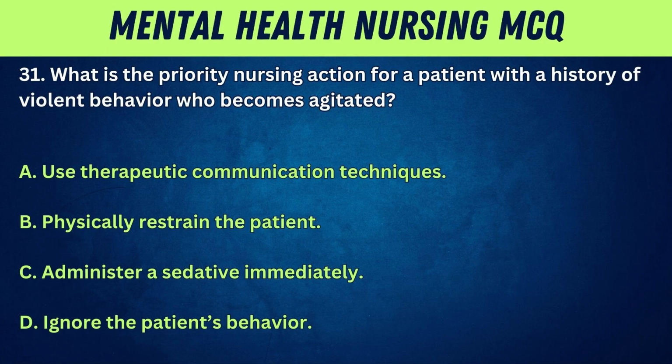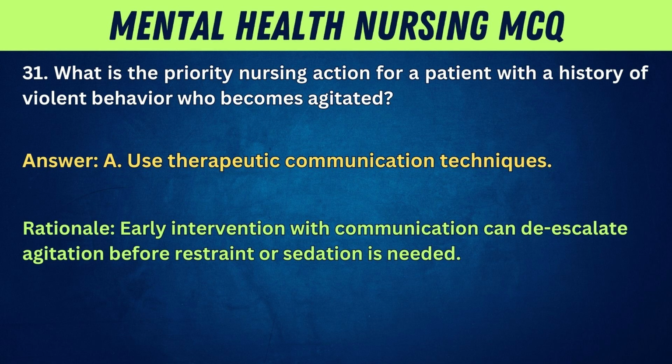31. What is the priority nursing action for a patient with a history of violent behavior who becomes agitated? A. Use therapeutic communication techniques. B. Physically restrain the patient. C. Administer a sedative immediately. D. Ignore the patient's behavior. Answer: A. Use therapeutic communication techniques. Rationale: early intervention with communication can de-escalate agitation before restraint or sedation is needed.